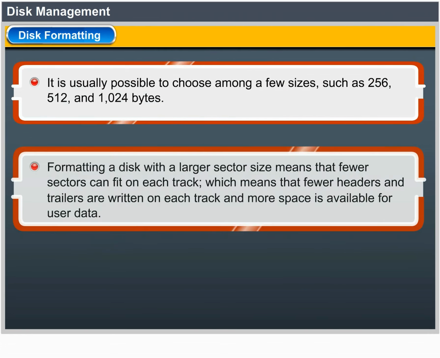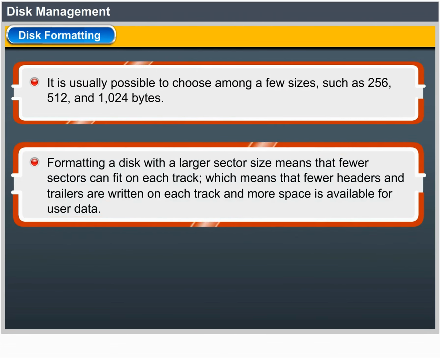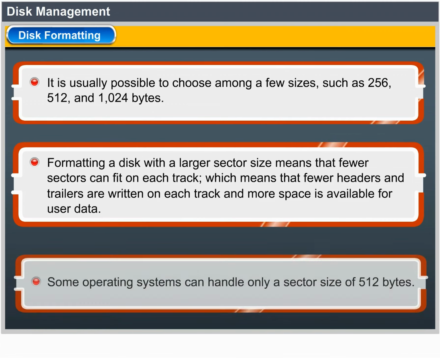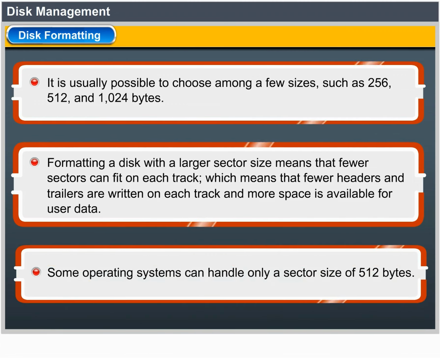Formatting a disk with a larger sector size means that fewer sectors can fit on each track, but it also means that fewer headers and trailers are written on each track and more space is available for user data. Some operating systems can handle only a sector size of 512 bytes.